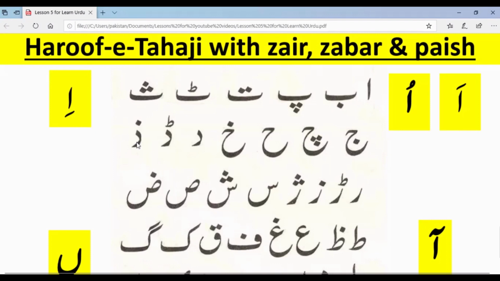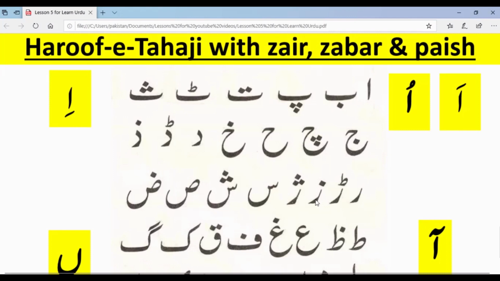Zal zabar za, zal pesh zu, zal zer zi, za, zu, zi. Re zabar ra, re pesh ru, re zer ri, ra, ru, ri. Re zabar ra, re pesh ru, re zer ri, ra, ru, ri.